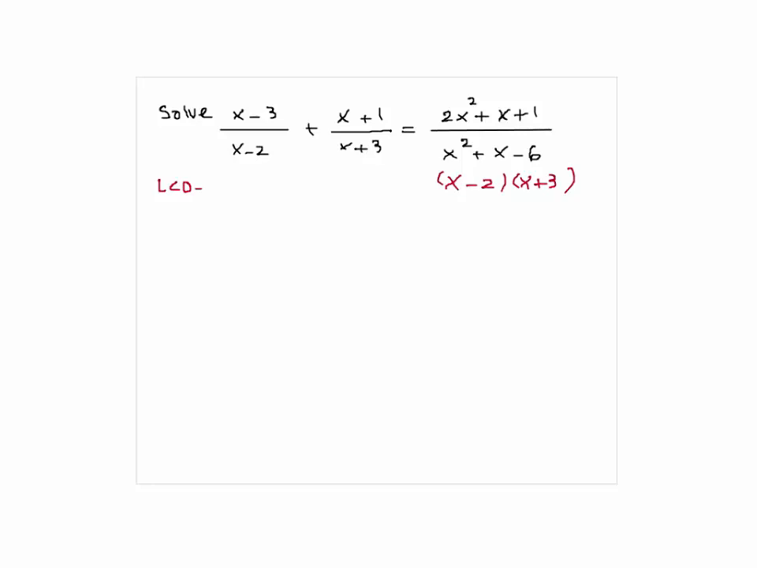So what's the LCD, anyone? Danielle, what is the LCD? x minus 2 and x plus 3. So it'd be x minus 2, x plus 3. Very good. So the step here is to multiply each term by the LCD. But what are the restrictions? What is it that we cannot have for x? x cannot be equal to what?